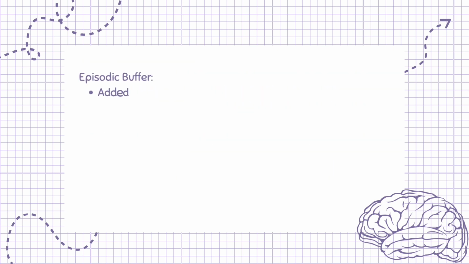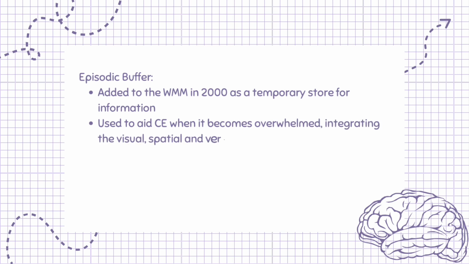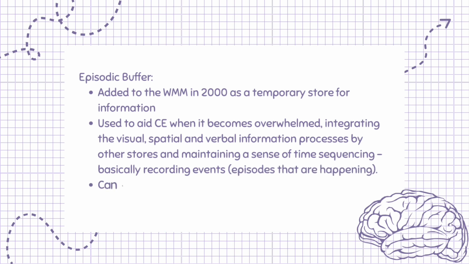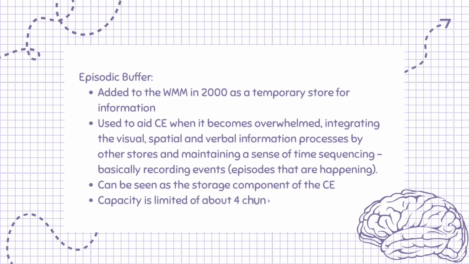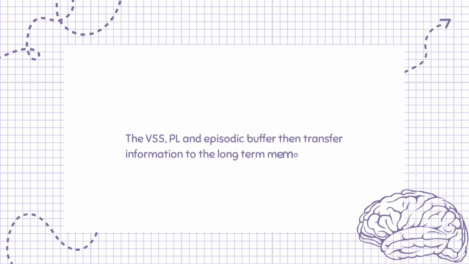The episodic buffer was added to the working memory in 2000 as a temporary store for information. It is used to aid CE when it becomes overwhelmed, integrating the visual, spatial and verbal information processed by other stores and maintaining a sense of time sequencing, basically recording events, episodes that are happening. It can be seen as the storage component for the central executive. The capacity is limited to about 4 chunks, Baddeley 2012. The visuospatial sketchpad, phonological loop and episodic buffer then transfer the information to the long-term memory.